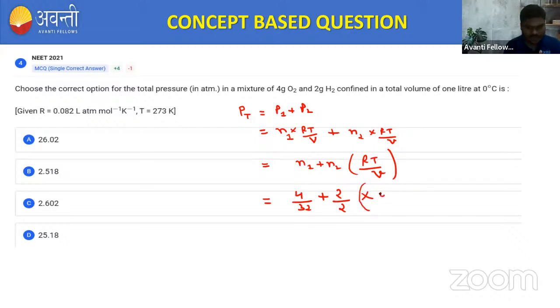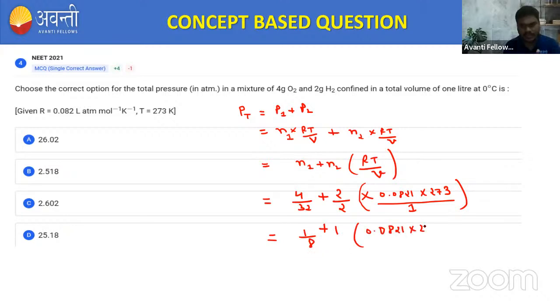The value of R is already given, that is 0.0821, and the temperature is 273 Kelvin. What is the volume for this question? That is 1 liter, right? The volume is also given as 1 liter. Just solve this. It's a very simple thing. This comes to 1/8 plus 1, and again 0.0821 into 273 divided by 1. It is very simple, just solve it and you get the answer like 25.18 atm.